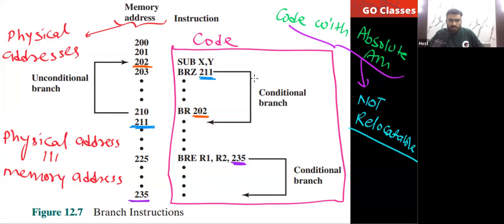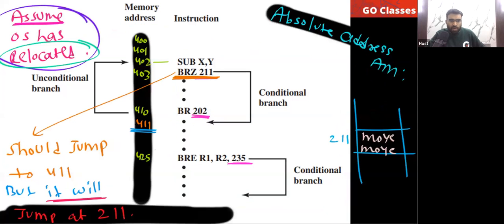But you can notice one thing: this code, which is using the absolute addressing mode, the direct addressing mode, is not relocatable. Okay, because what is the problem? If you relocate, then there will be a problem. We have already seen this in the previous lecture. You can watch the previous lecture.